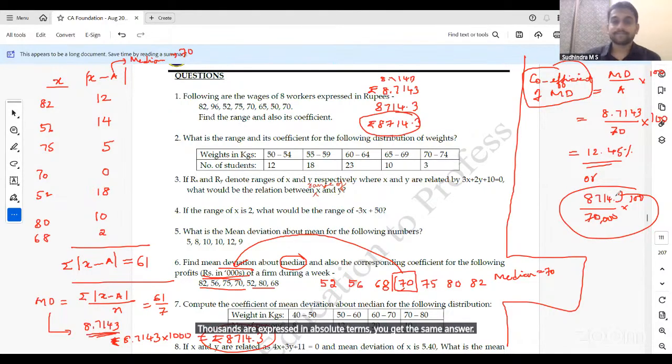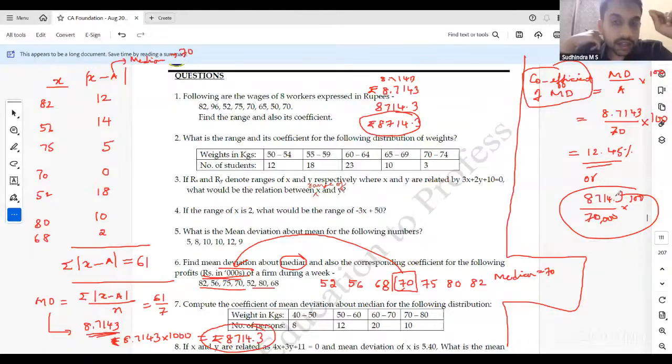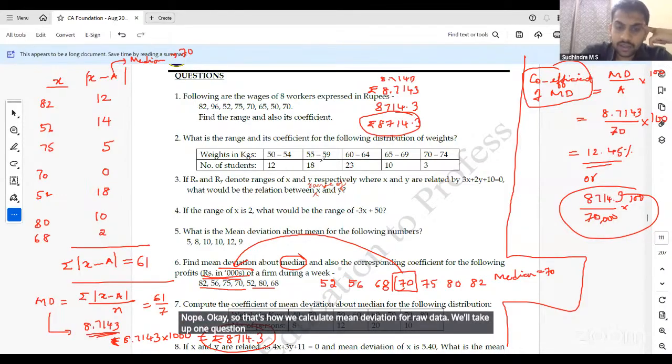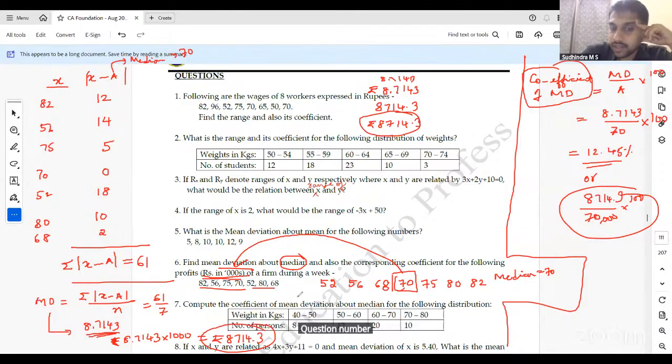Good. Anyone still writing this? No. Okay, so that's how we calculate mean deviation for raw data. We'll take up one question of continuous data. Question number 7. They're asking us the coefficient of mean deviation about median.